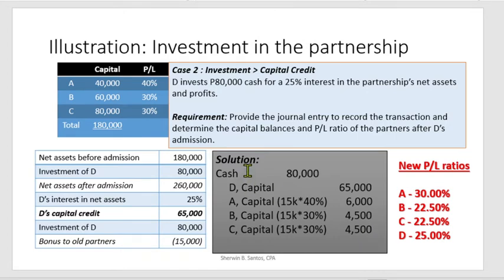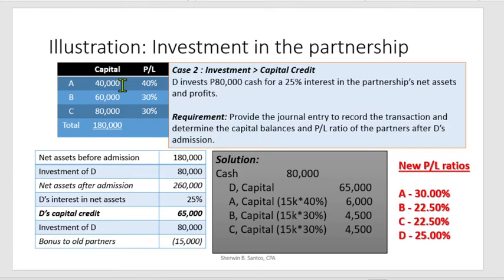Okay. So, this is the requirement 1, yung journal entry. Next, determine the capital balances and profit and loss ratio of the partner after this admission. Well, the capital balances will be computed. So, si A, ang dating capital balance niya before admission is 40 plus 6,000. So, ganun lang siya. B, 60,000 plus 4,500. C is 80,000 plus 4,500. Si D naman, because he is a new partner, ang capital balance niya ay 65,000.